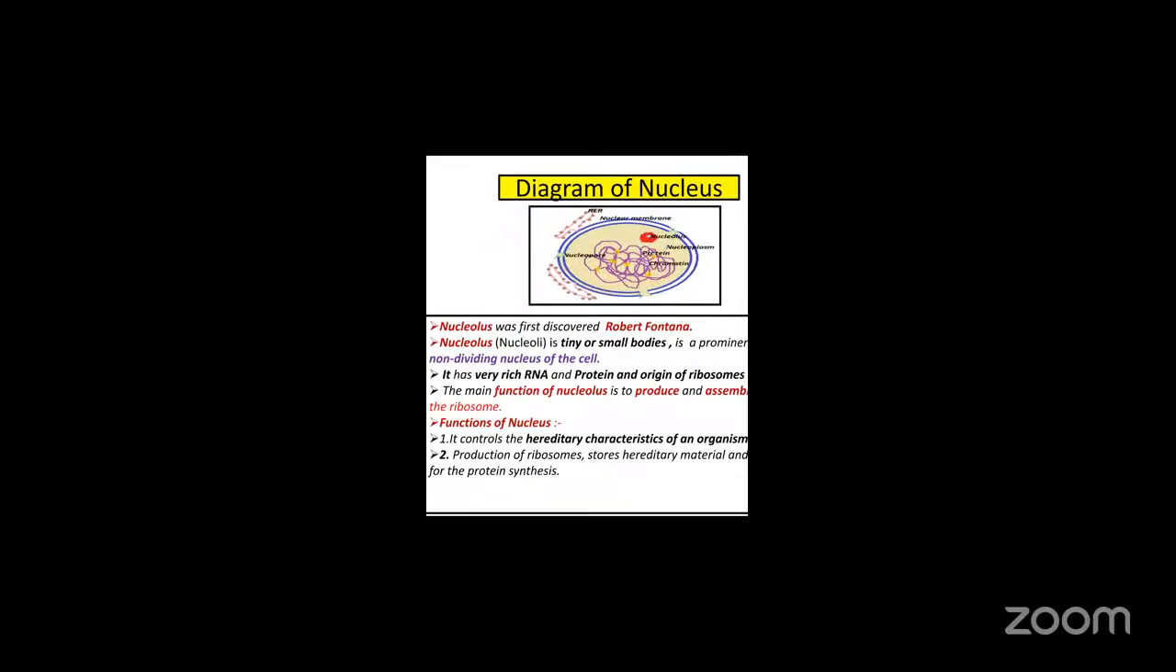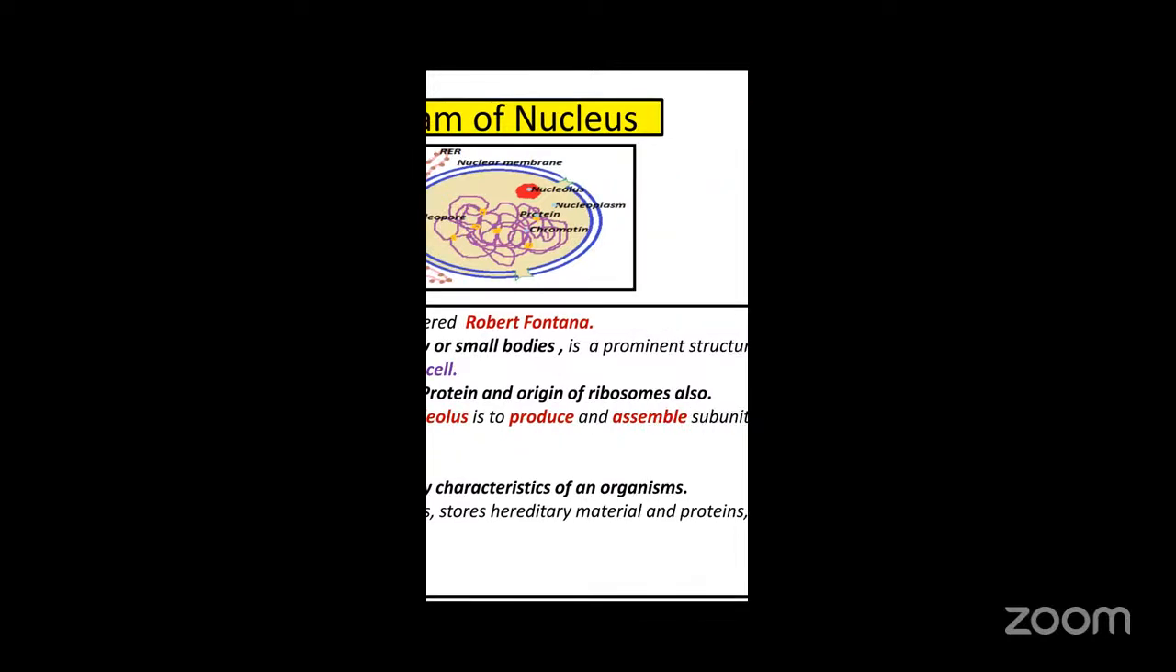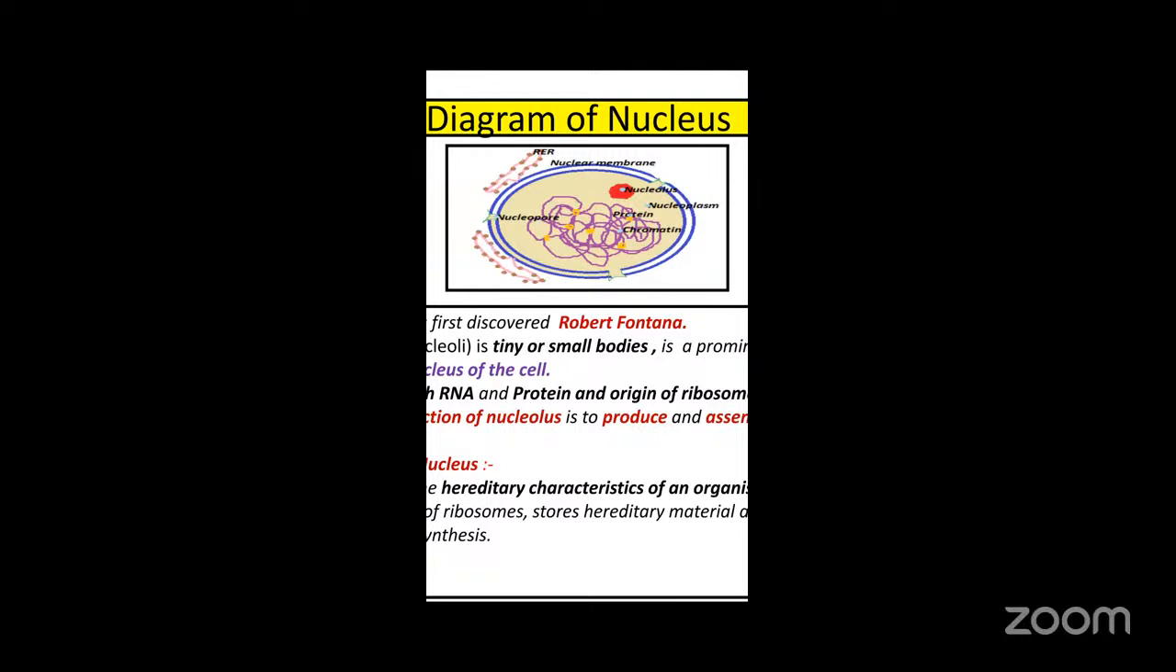Okay, so this is the structure of a nucleus. You have the nuclear membrane. Inside you see the nucleolus and the nucleoplasm. You have the proteins, and the chromatin reticulum. And these are the nuclear pores that you are seeing. Below this, you have the rough endoplasmic reticulum.